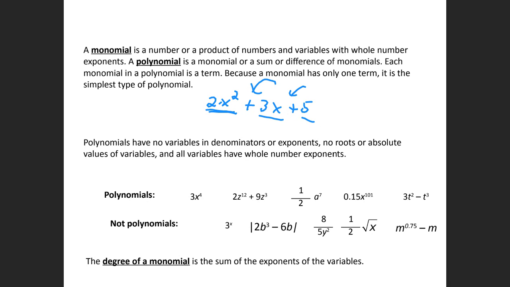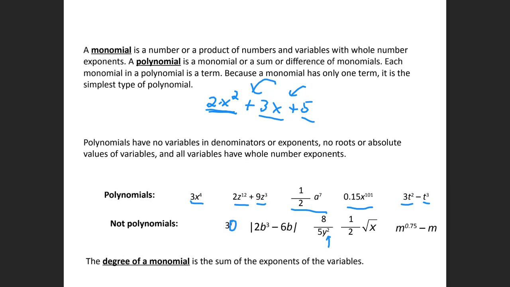So anytime you see an addition or a subtraction sign, you know that it is breaking up a term. So here is a polynomial, 3x to the fourth, 2z to the 12th plus 9z to the third. There are two terms in this polynomial. This one has one term, this one has one term, this one has two terms. Now these are not polynomials because they are raised to a power that is a variable, not a number. And this is an absolute value, not a polynomial. If you have a variable in the denominator, it's not a polynomial. And if you have a fraction for an exponent, it's not a polynomial.